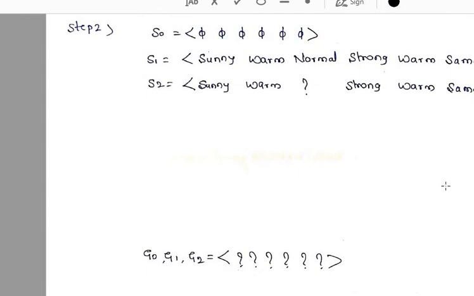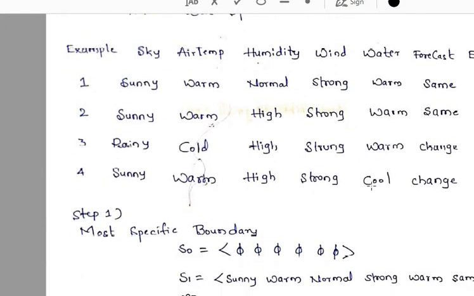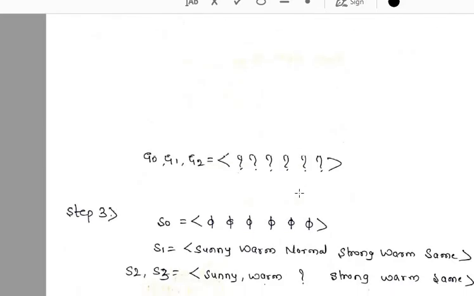Right. So next, in step 3 we will take the third example. The third one was rainy, cold, high, strong, warm, change, but the expected output is no, that means negative output. So no means he will not want to play on this particular day. So how to classify this? First we will start with the specific boundary.